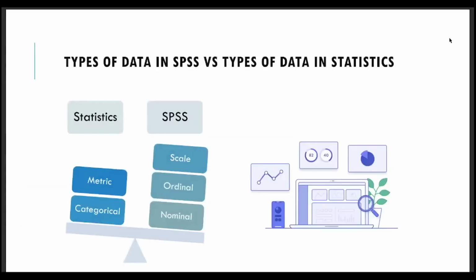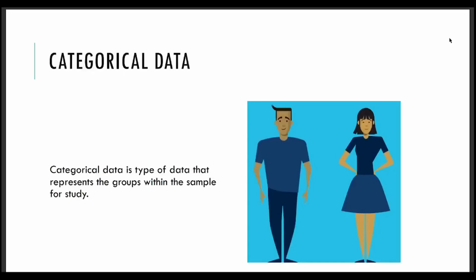When talking about data types with respect to SPSS, we have three different types: scale, ordinal, and nominal. But in general, as far as statistics is concerned, we have only two different types of data. One is categorical data and another is metric data. Let me tell you what categorical data is all about. Categorical data is nothing but groups. Say, for example, what is your gender, male, female; are you a smoker or a non-smoker; what do you prefer, tea or coffee. These kinds of data are called categorical data.